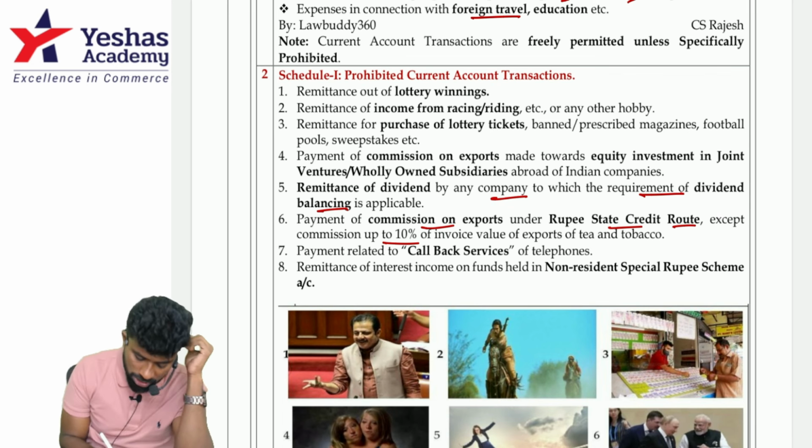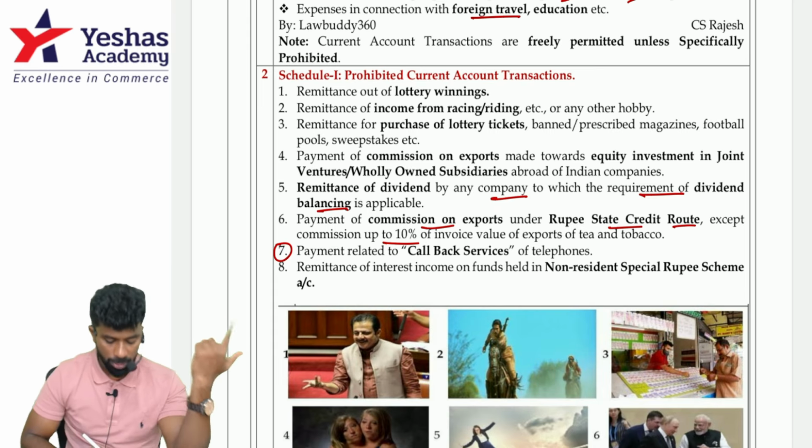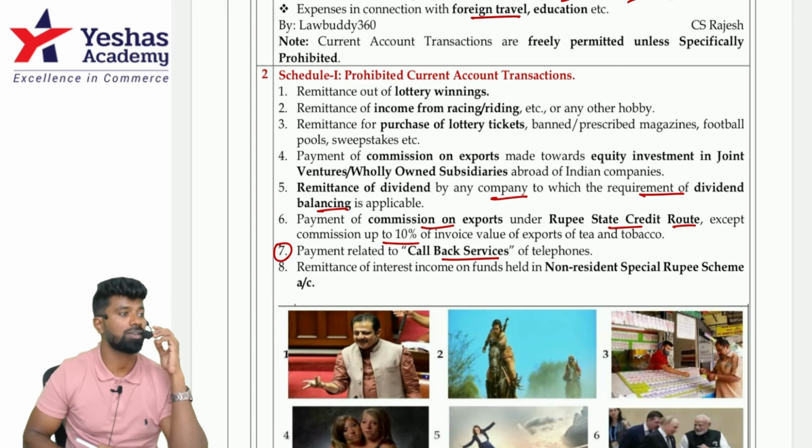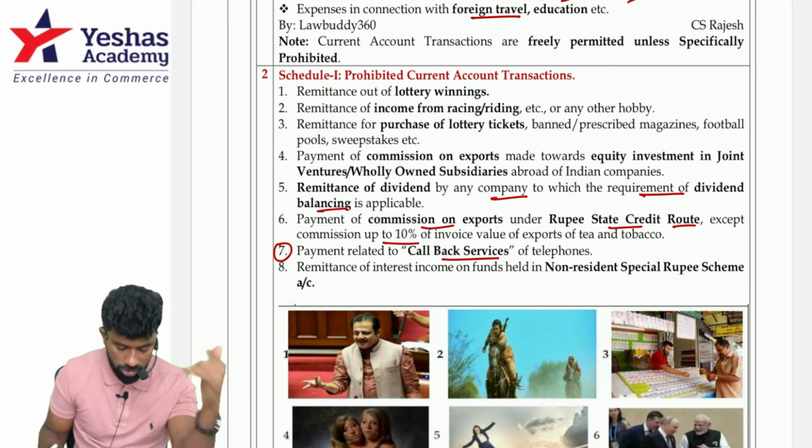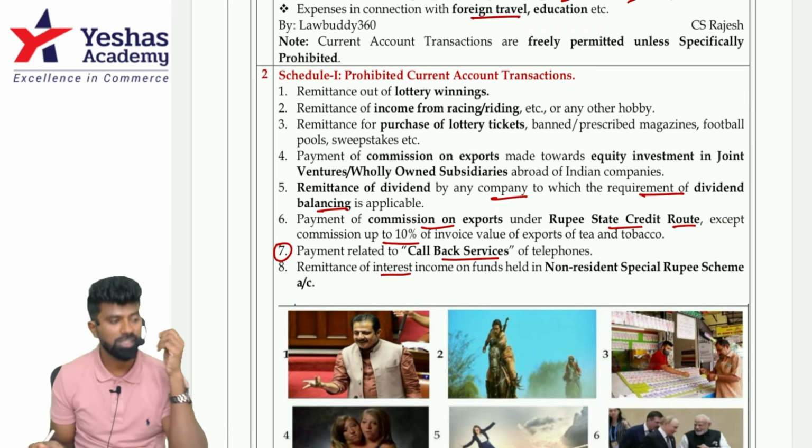Seventh one. What is the seventh one? Payment for what services? Callback services. Allowed or not allowed? Not allowed. And the last one, the eighth one, remittance of interest income.